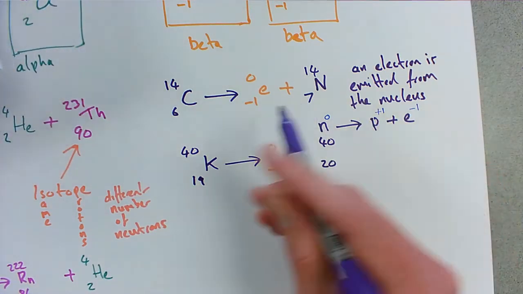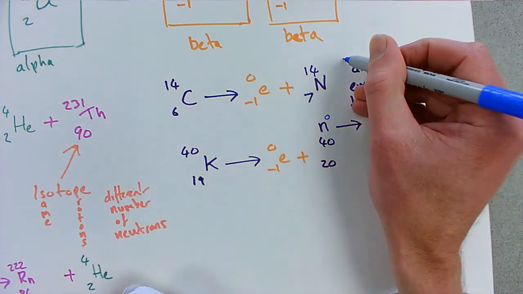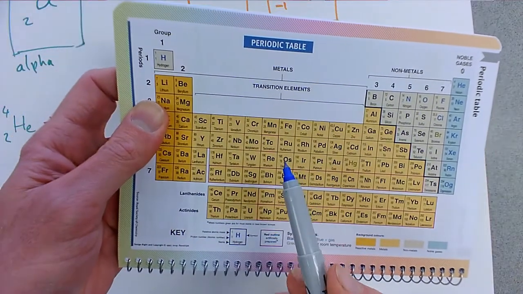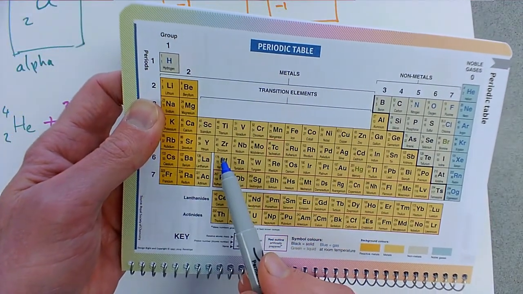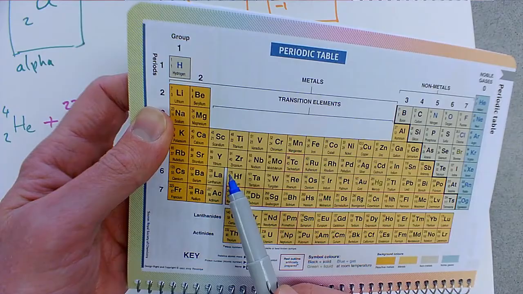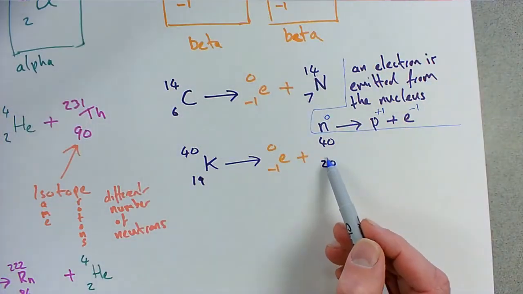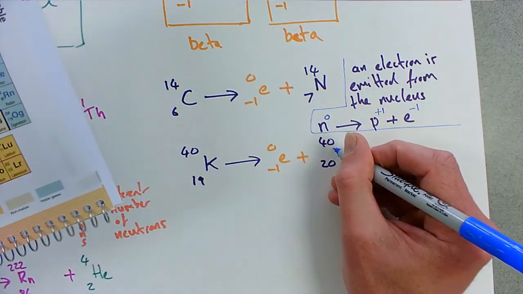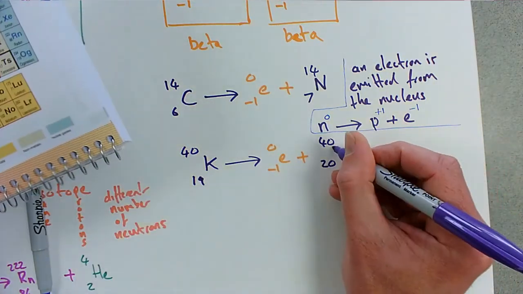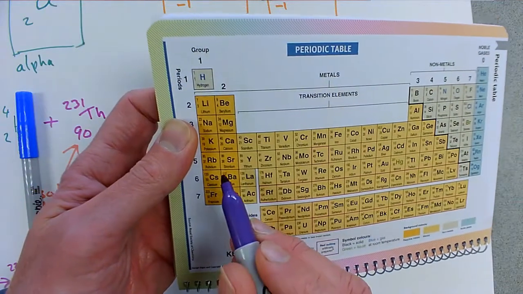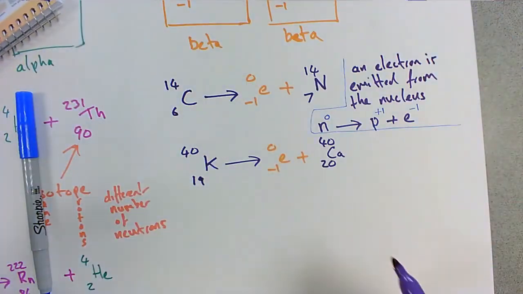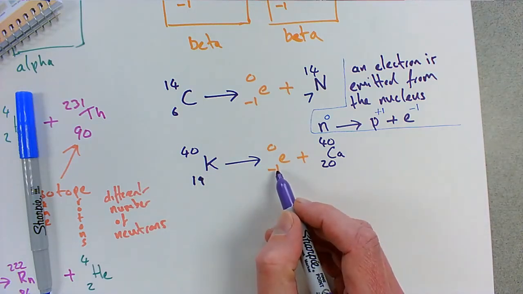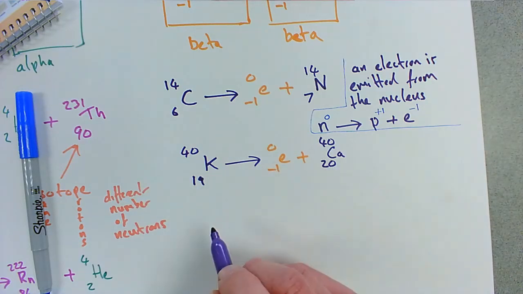Remember, so is that bottom number? Let's just put a box around this, keep this out of the way. Always that bottom number. Sorry, 20 is the bottom number. Where is the 20? Calcium. So we're using that bottom number, calcium. Okay, so this time our potassium has given off a beta, and it's become calcium.